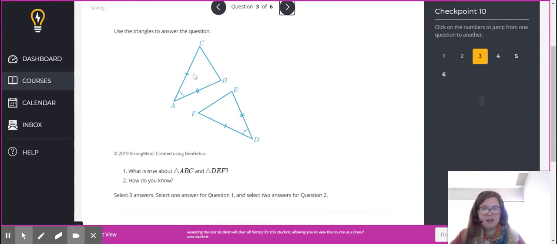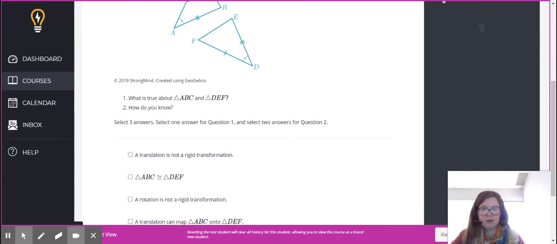Then we have this one. Again, we have a side, angle in between and a side, angle in between and a side. So what do you know? What is true about them? Well, they are congruent.